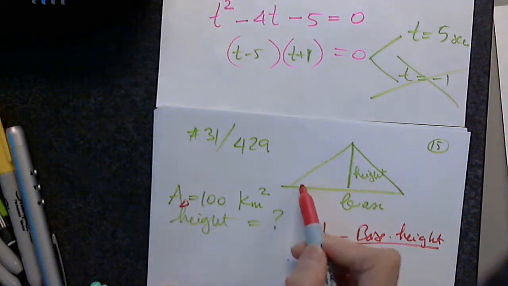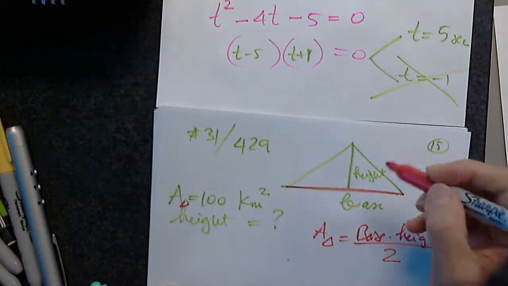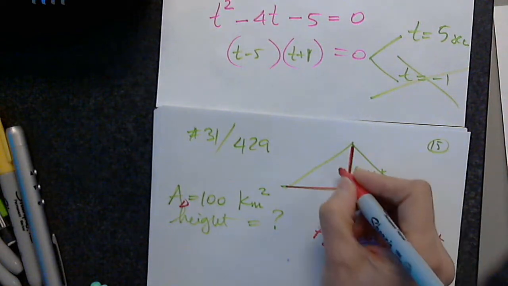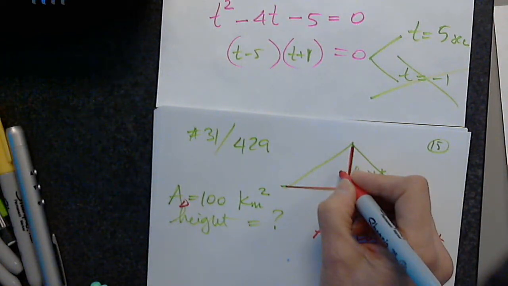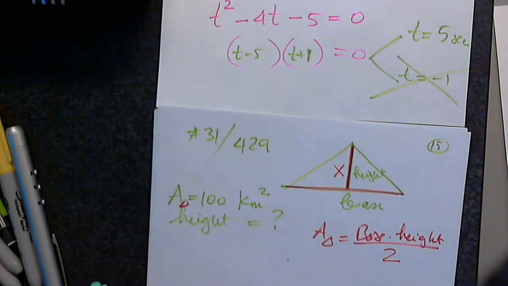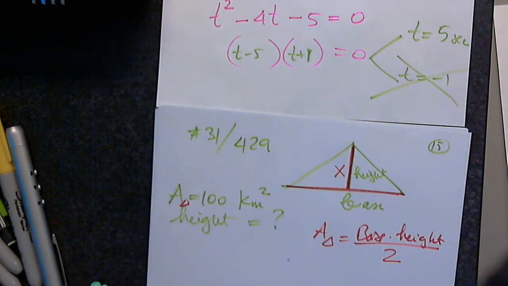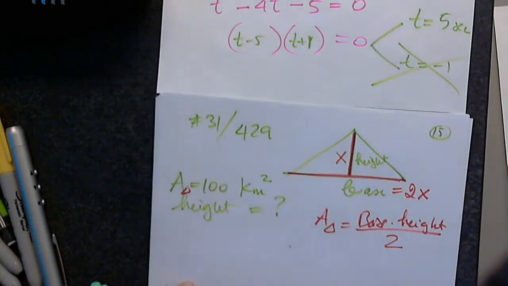So I'm told that the base is twice the height. If I denote the height by x, how will I express the base? I'm told the base is twice the height. X squared? That's not twice. Twice is twice x, right?